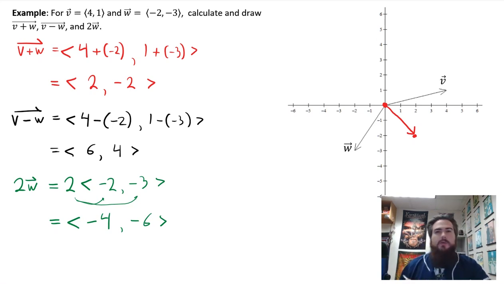V minus w, I'll draw another color. This is 6, 4. Again, if I start this at the origin just like the other vectors, that means I'm going to go to the right 6 and up 4, so I end or terminate at about 6, 4 in quadrant 1. So this vector is going to look like this.